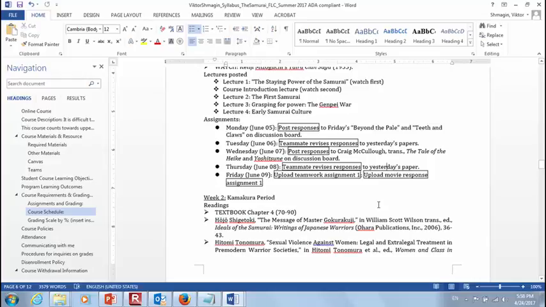And on Monday, June 5th, post responses to two of these articles. There is a question that I have put on Canvas. Please take a look at that. Post responses to these readings together, one response for both of these. Tuesday, June 6th, teammate revises responses. Wednesday, June 7th, post responses to the other two readings that were not the textbook. Teammate revises responses the following day. And Friday, upload teamwork assignment 1 and upload movie response assignment 1. This is how the week in general goes.